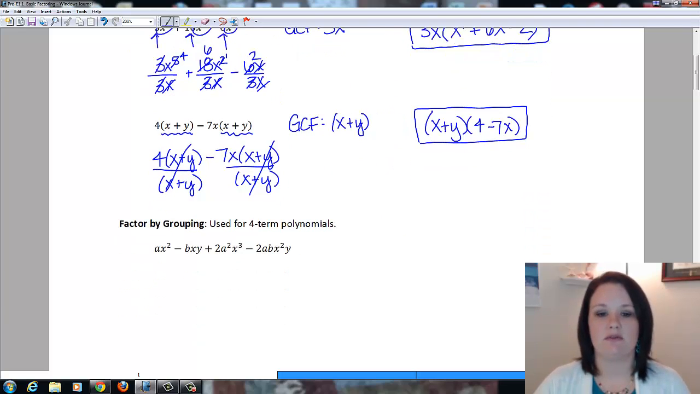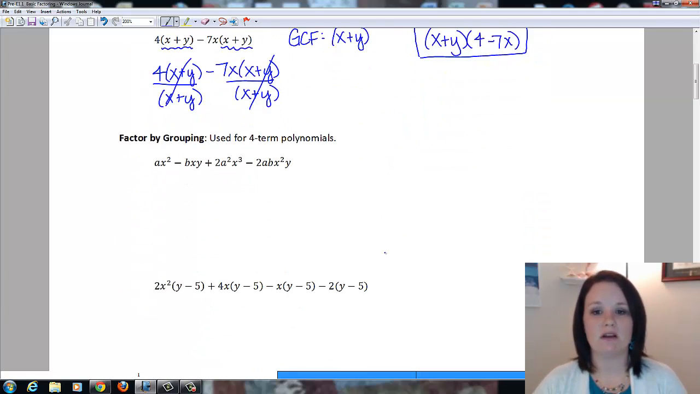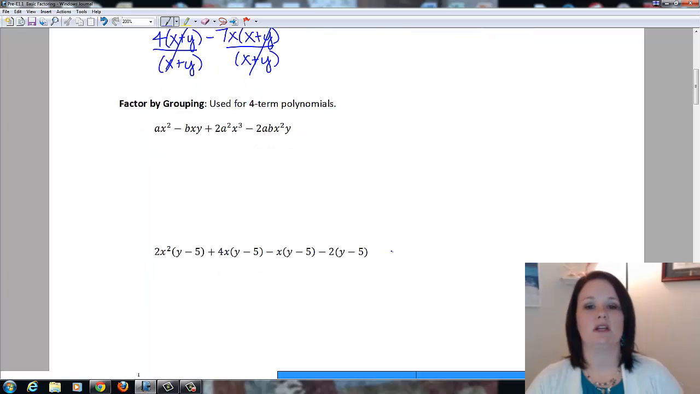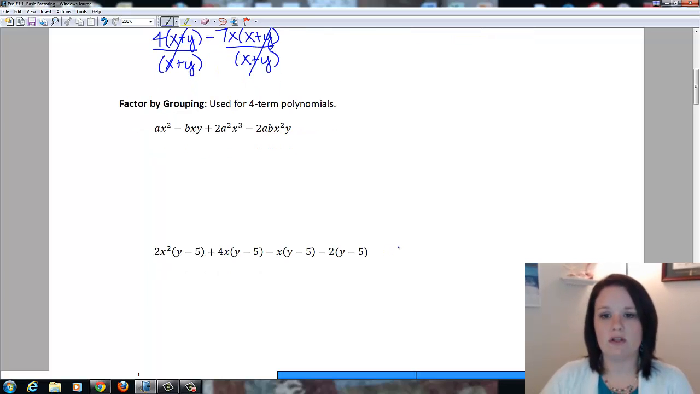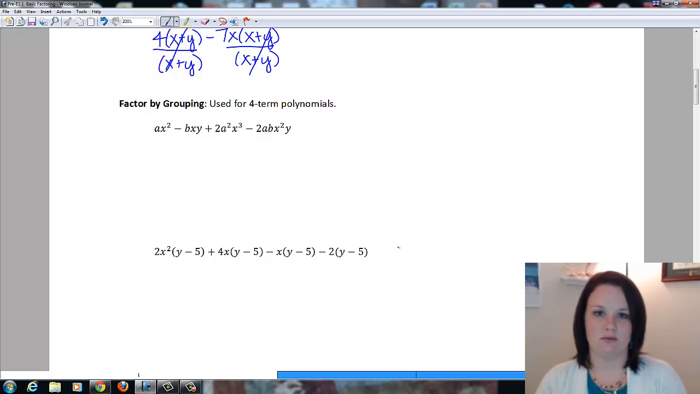Next one I want to refresh us on is factor by grouping. Factor by grouping is used for 4-term polynomials. We still look for a greatest common factor first, always. But then after that, if we have 4 terms, we use grouping.